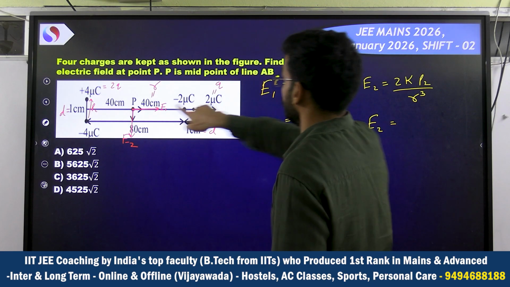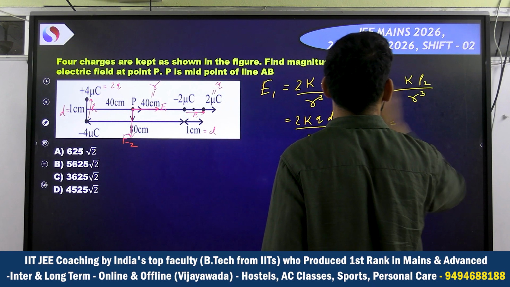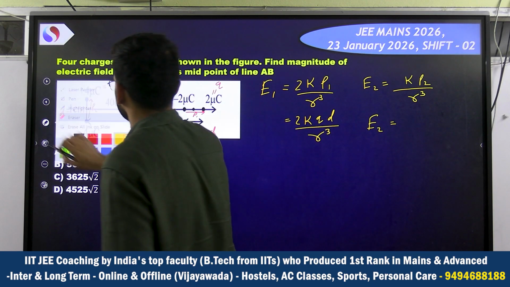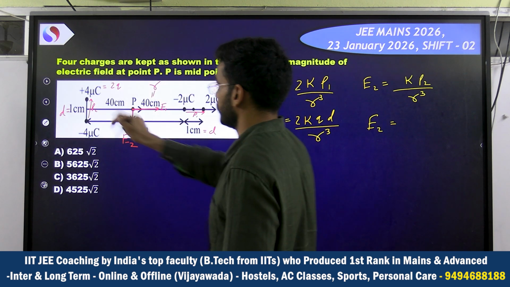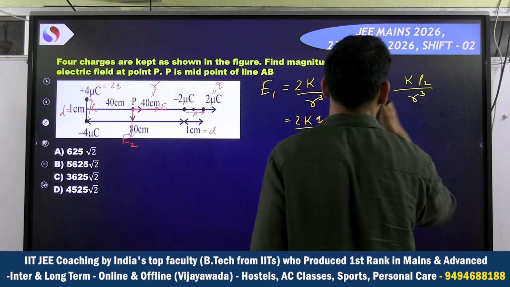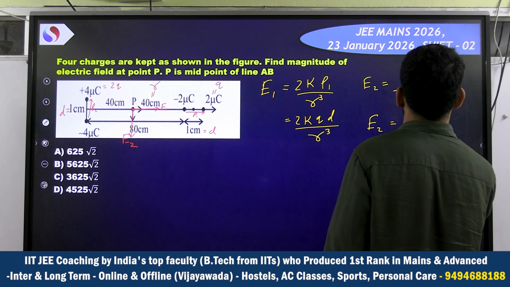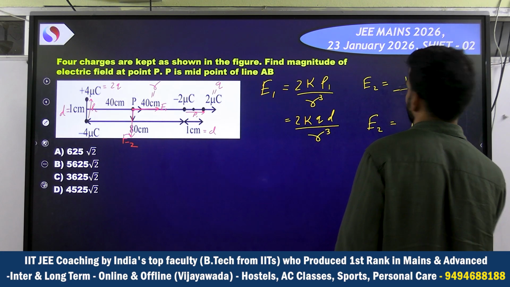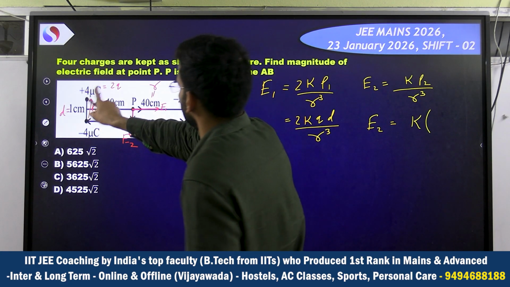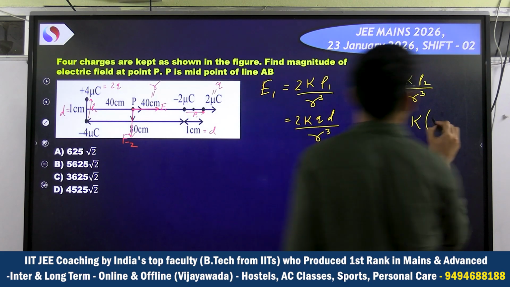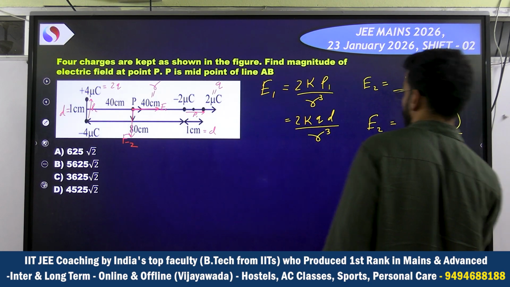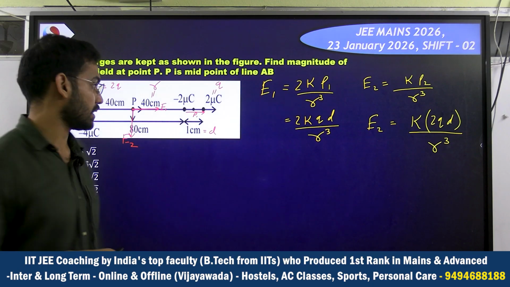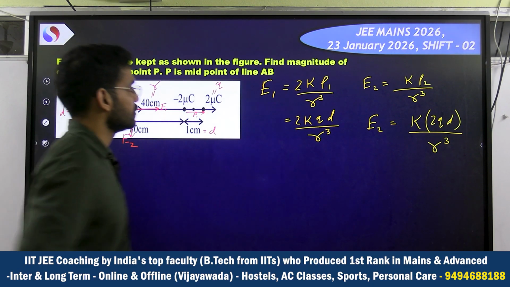Here E1 will have the 2. In E2, 2 will not come. Minus comes, but I have already considered the minus, that it will be opposite to P2. So here it is K P2 by R cube. P2 will be what? P2 is 2Q into D. So K 2QD divided by R cube. If you see, overall both came the same in magnitude. So that's a good thing.